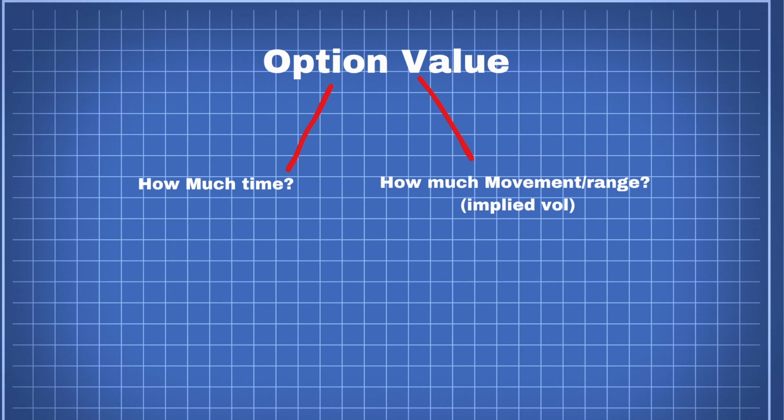Why is that? Well, because when someone goes out and buys an option, they're paying a premium. And that premium has time value. How far out are you buying this option? Because that's going to charge you more.